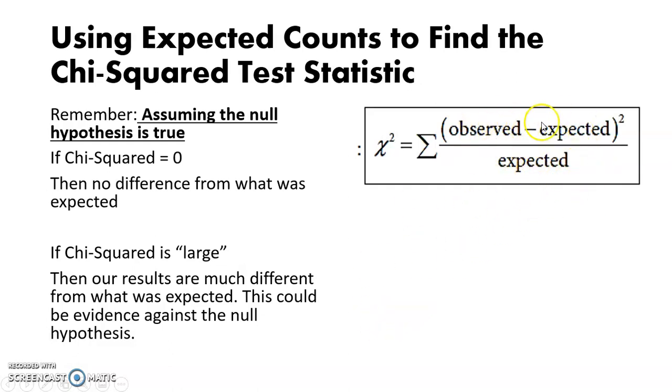Okay, so if I'm getting very small differences here, I'm getting an answer very close to what I expected. If I'm getting a large answer for my chi-squared value, I'm getting a very different scenario than what I expected. So I'm concerned. Why didn't I get what I thought I was going to get?